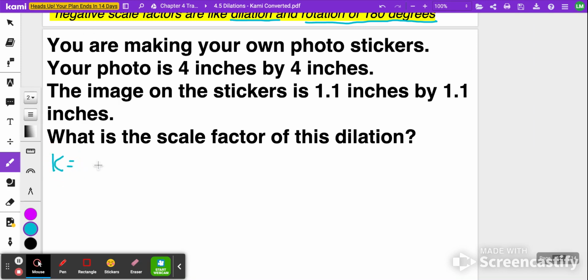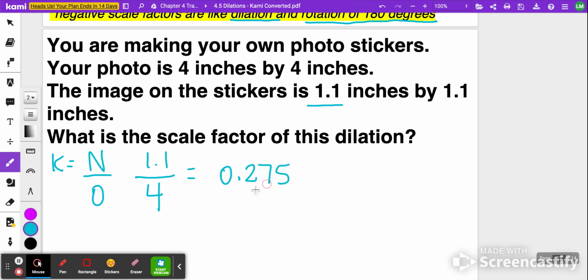Remember, to find scale factor, we can always say new over original. The new one here is 1.1 inches. The original was 4. So what we would do is divide this and find the decimal equivalent, because we don't want a decimal within a fraction. So we would divide that and get 0.275 as our scale factor.